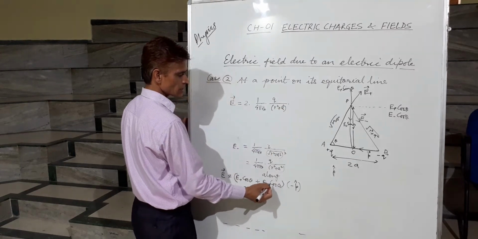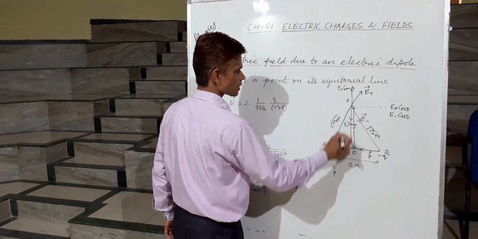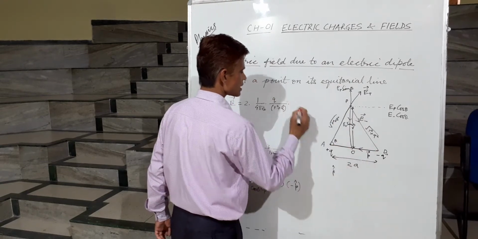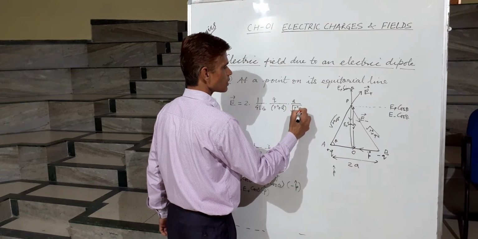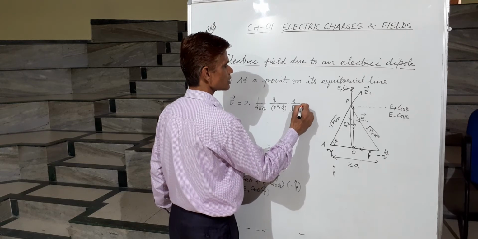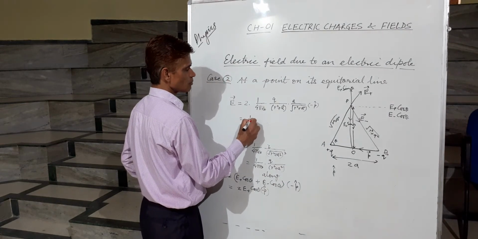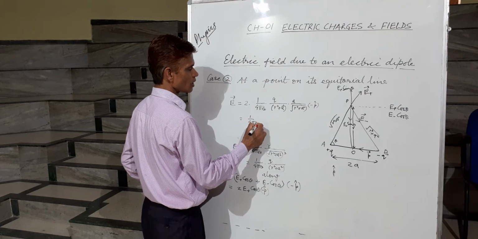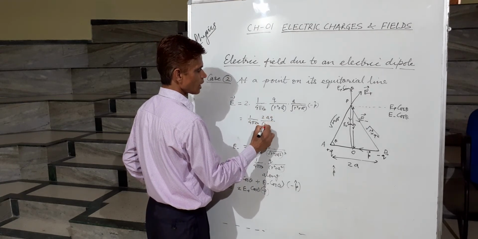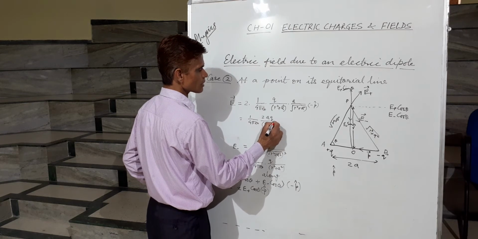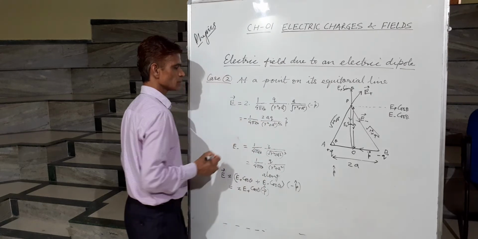into cos theta. Now cos theta is equal to, in this triangle, base upon hypotenuse. So what is base? This is 2a, so this is a. So a upon under root r square plus a square into minus p cap. So we can write 1 by 4 pi epsilon naught 2aq upon r square plus a square to the power 3 by 2 p cap, and take this negative sign here.